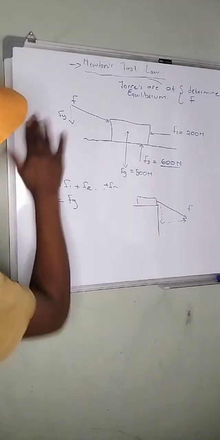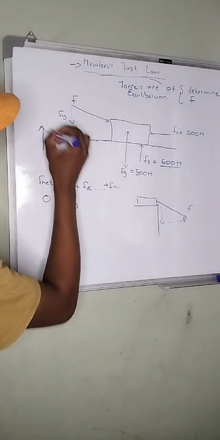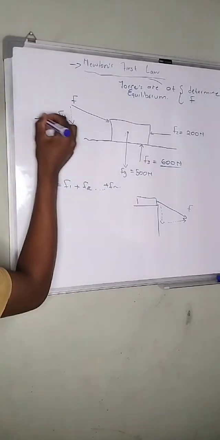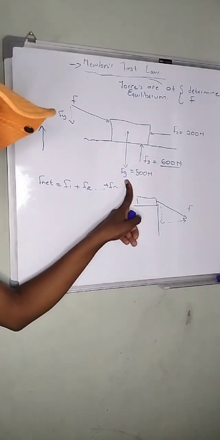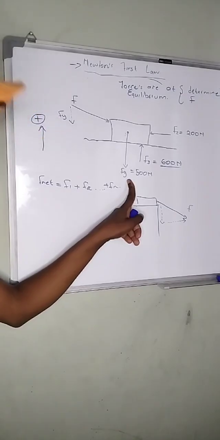Okay, let me change the direction. I choose upwards as positive. Is Fg going to be positive or negative?